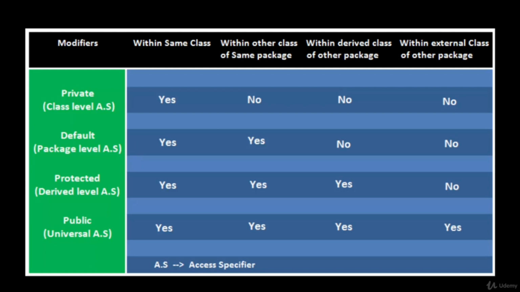And the public modifier is a universal modifier. We can access it at any level or any stage, in any package or class in Java.